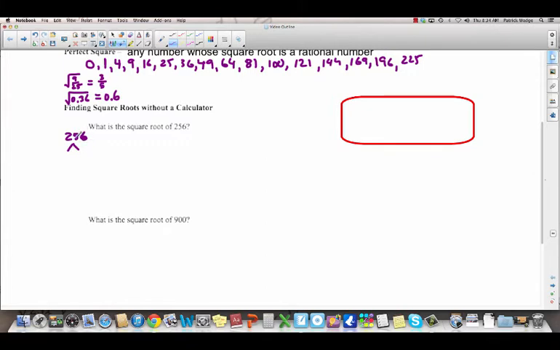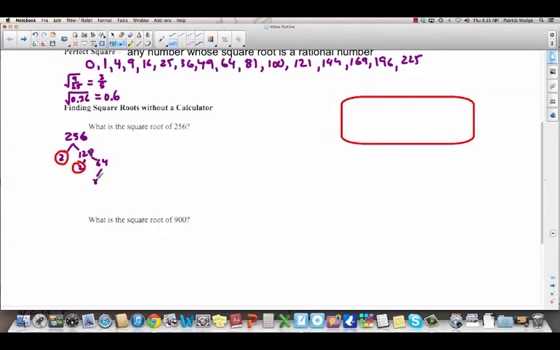I don't know. It's an even one, so let's say 2 times what? 2 times 128. What goes into 128? How about 2 times 64? So these are both prime so far. So those are done. Let's keep going with the 64.